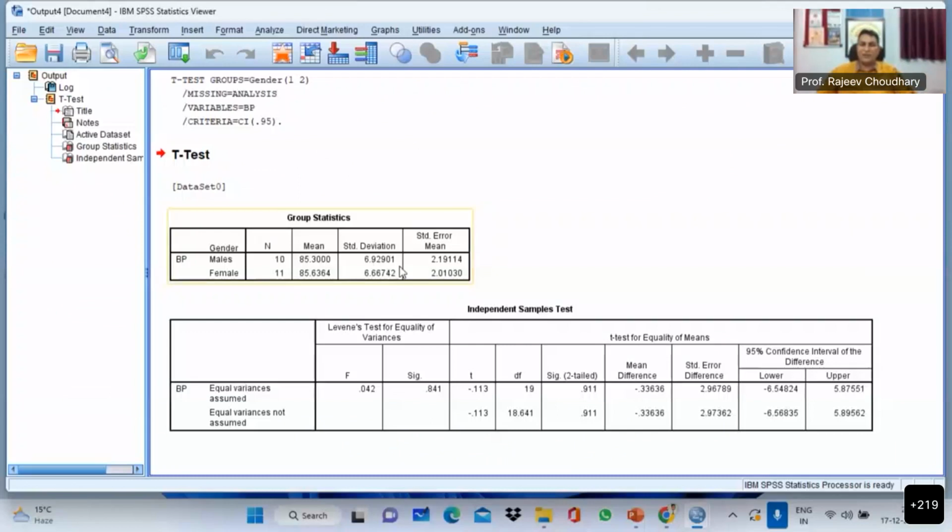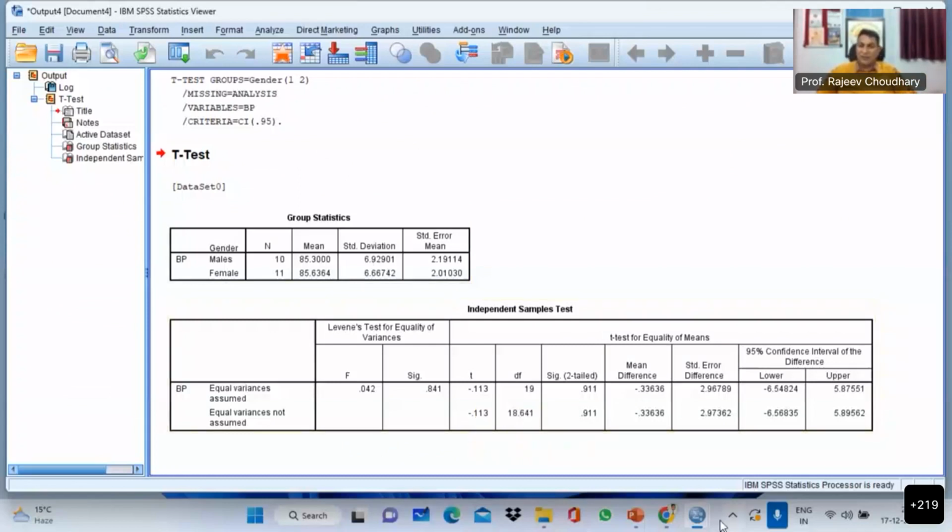The t-value is 0.113. This t-value cannot be negative. So we have to ignore the sign minus, and this is not significant. It means males and females possess the same level of blood pressure in layman's language.